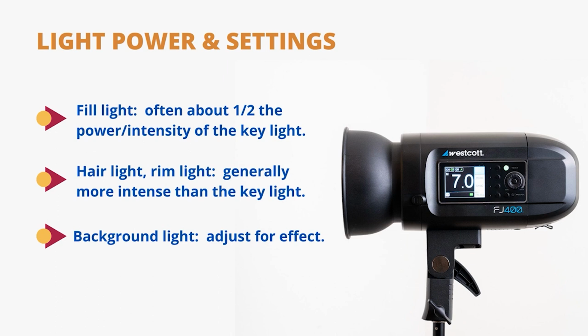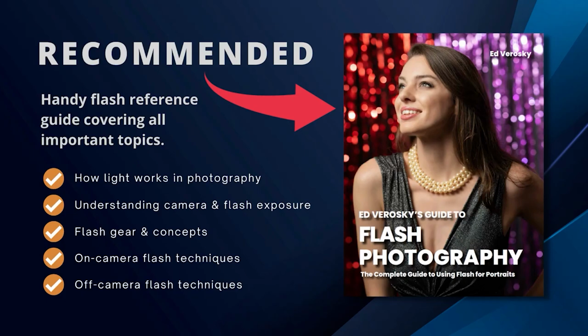If you're using that second light as a hair light or a rim light, generally you want that more intense than the key light because you're looking for highlights. You're looking for sometimes specular highlights. And so you want that light fairly bright. And if you're using it for the background, you're just going to have to adjust it for the effect that you want.